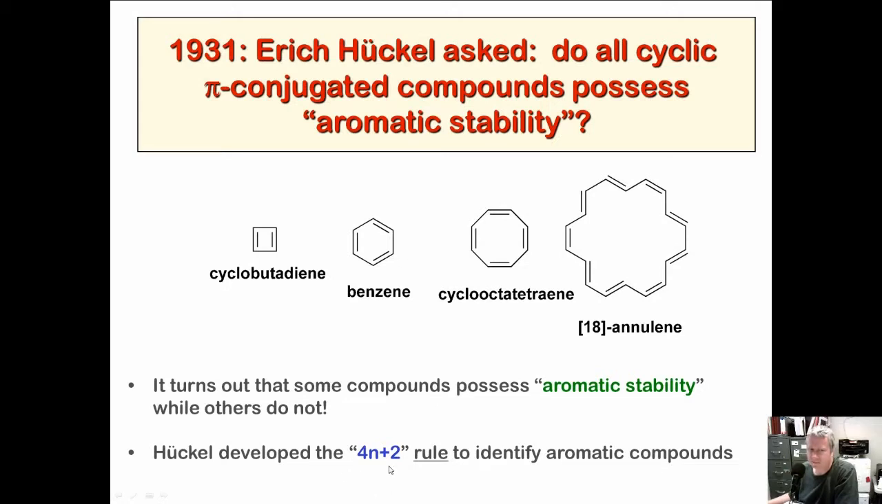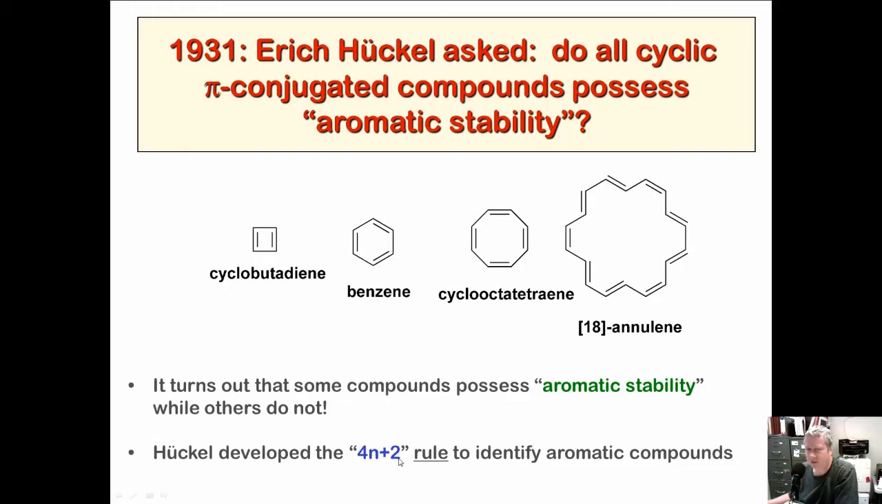And I'll give you a hint. Benzene obeys this rule. Okay, so 4N plus 2 means that if N is an integer, like 1, 2, 3, right? That if a compound has 4N plus 2 electrons, with N being an integer, and there's a couple other requirements, but basically just double bonds and single bonds in a ring, we're going to call it aromatic. And benzene's a great example of that.